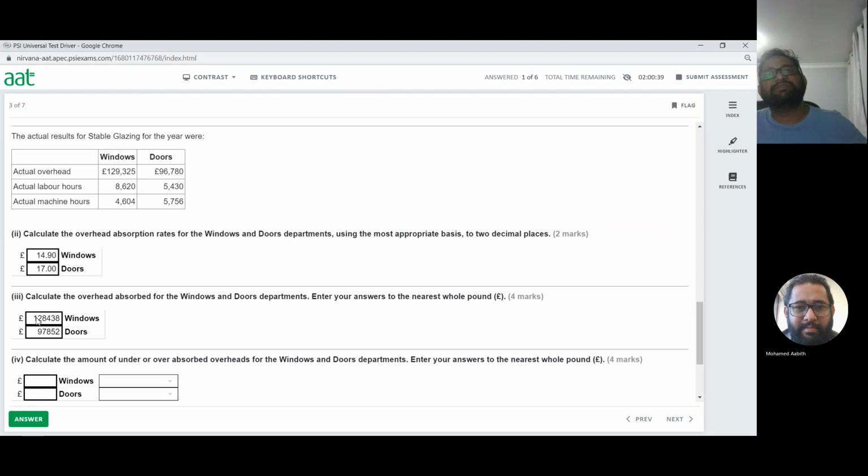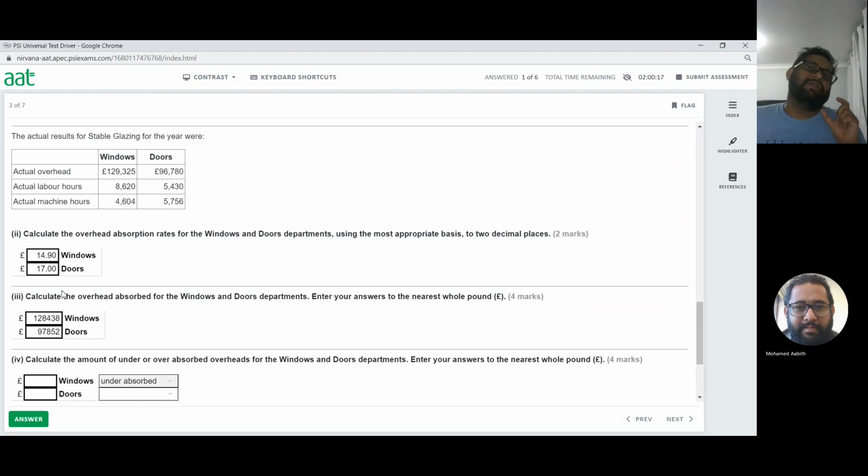So here, this is the amount we absorbed, and this is the actual overheads. So did we absorb enough? No. Why? Because this absorbed expense or overheads is lower than the actual overheads. Therefore, it is going to be an under absorption. So let's put that down here. Windows department is under absorbed.